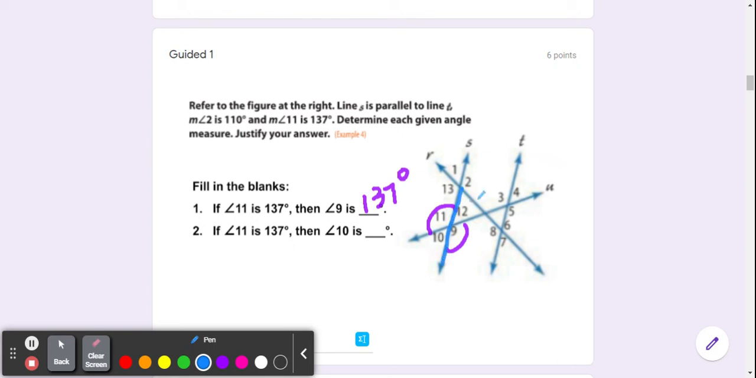So I know the full thing is 180. This part is 137. So I have to figure out what this piece right here is. If this one plus the 137 equals 180, then 180 minus 137 is 43.